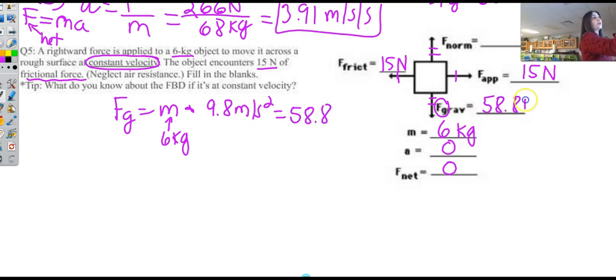And remember, force is in newtons, so I'm going to put an N there. Well, if that's 58.8, my up and down arrows should be equal to each other. That means this should also be 58.8 newtons. So we're done. We filled in everything and we're all set. Okay. All right, let's take a look at the next page now.